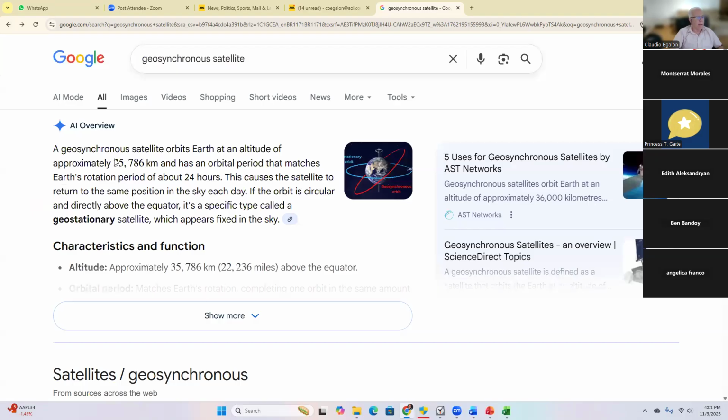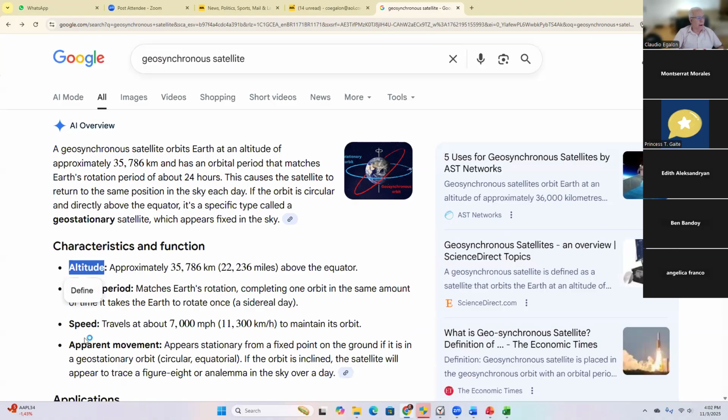Okay, he didn't say that, but 35,000 kilometers is the height of the satellite, not the distance from the center of the Earth. See, altitude, right in here, altitude. It's not the distance from the center of the Earth, it's altitude above the equator. So the number that we got is correct. Okay.